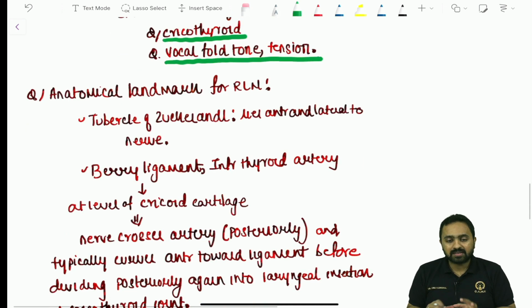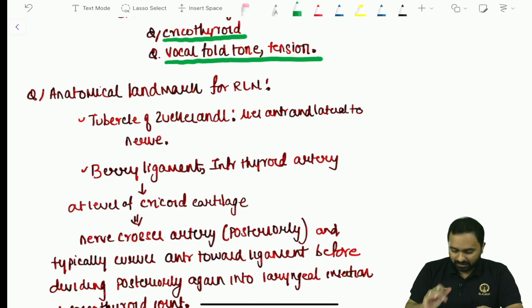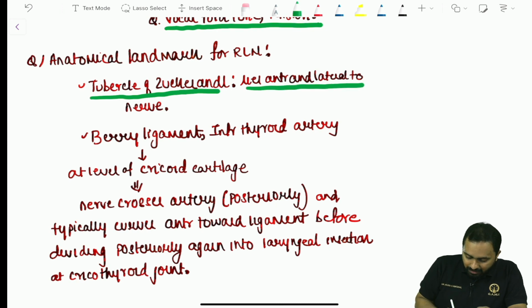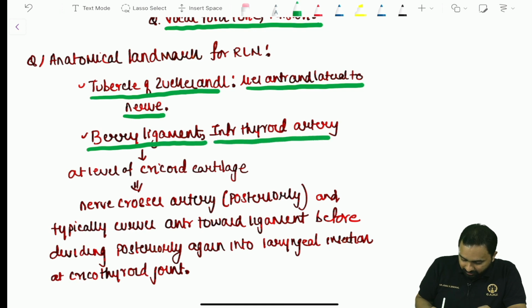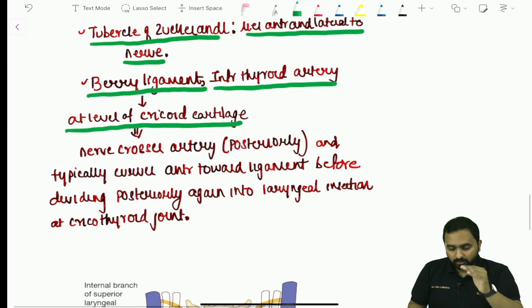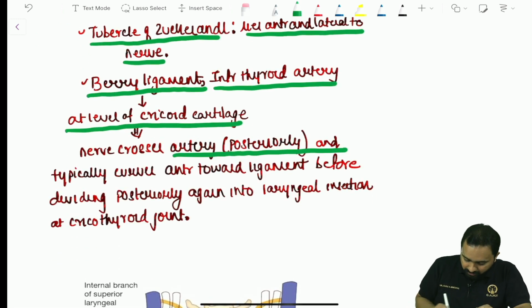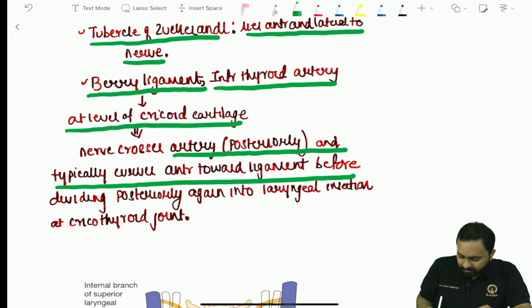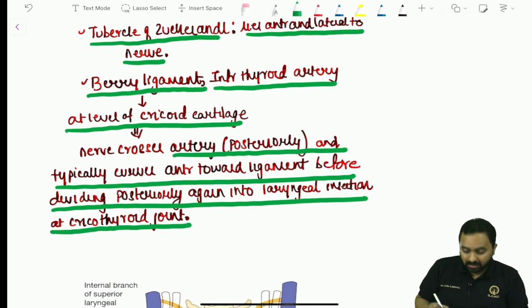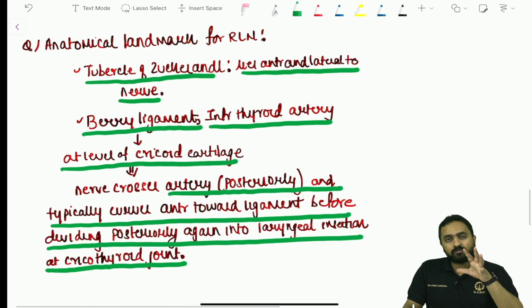So, a few hints for your anatomical landmarks of your recurrent laryngeal nerve. It is your tubercle of Zuckerkandl, which lies anterior and lateral to the nerve. Then you have your Berry ligament, and the inferior thyroid artery, which is at the level of your cricoid cartilage, right? So the nerve crosses the artery posteriorly and typically curves anterior towards the ligament before dividing posterior again into the laryngeal insertion at your cricothyroid joint, right? So these are your few important landmarks for your recurrent laryngeal nerve.